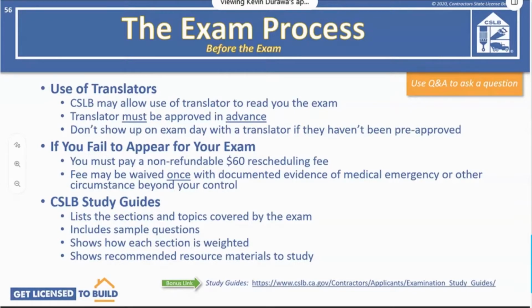When you get an exam date, make sure you do not miss it. If you fail to appear for your exam, you will have to pay a non-refundable $60 fee. That fee may be waived once with documented evidence of a medical emergency or other circumstance beyond your control.